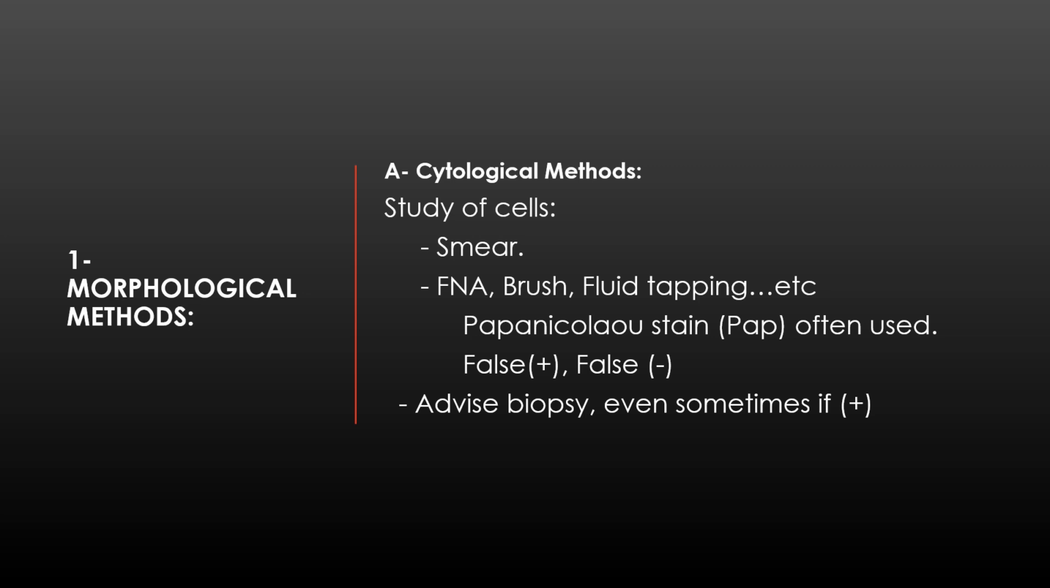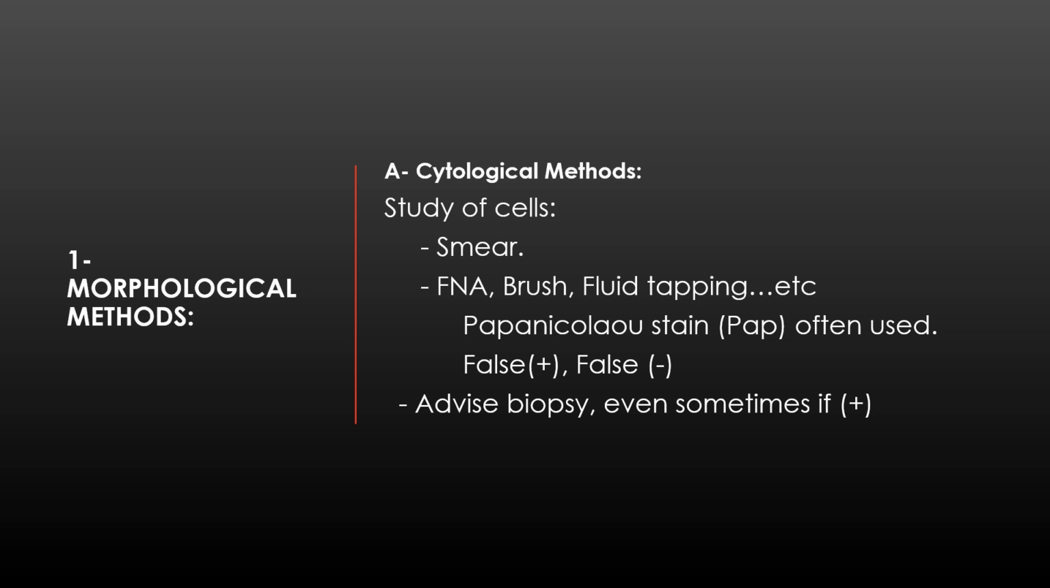Fluid tapping, like if the patient is having ascites or pleural effusion, you can tap this fluid, take part of it, and examine it for cells. Usually, we stain those cytology smears by a stain called Papanicolaou stain or PAP stain, and also we can use the regular H&E, hematoxylin and eosin stain. Now, because it is only a study of cells, not the tissue, usually it has a high rate of false positive and false negative. Not very high, but some of them can give you a false positive or false negative. So usually we do not rely only on the cytology.